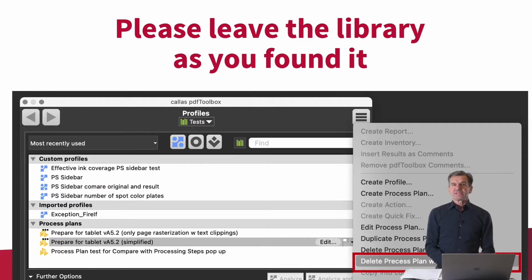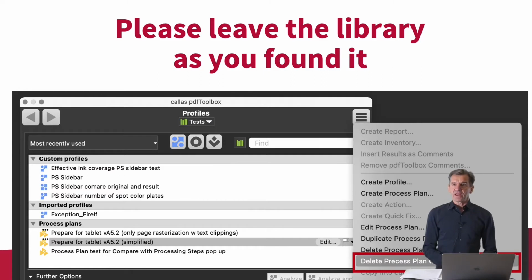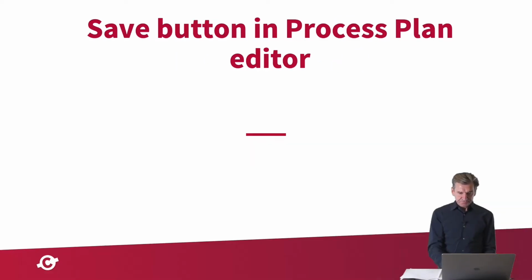You can do that in pdfToolbox 12 already, but then it would only remove the process plan. It wouldn't remove all related objects, maybe fix-ups, checks, whatever are in there. With pdfToolbox 13, it's possible to leave the library as you found it, which means it will then remove all checks and fix-ups that are used in the process plan, at least if they aren't used in any other process plan beforehand. So that is possible.